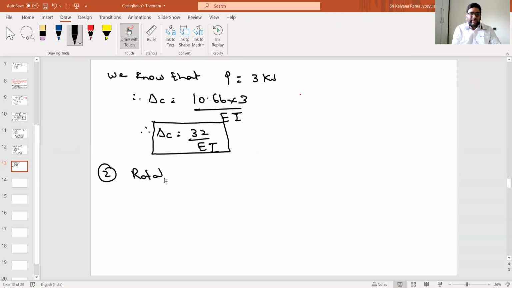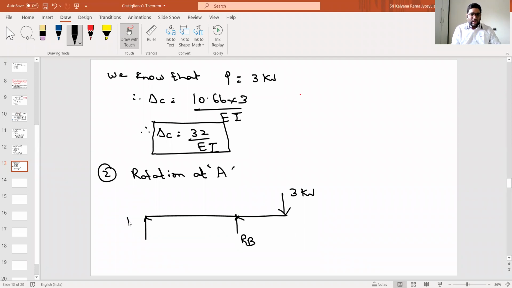So rotation at A. See here, I will be writing the direct expression. So now we have 3 kilonewton load. We have RB, RA, and we have downward 1 kilonewton.